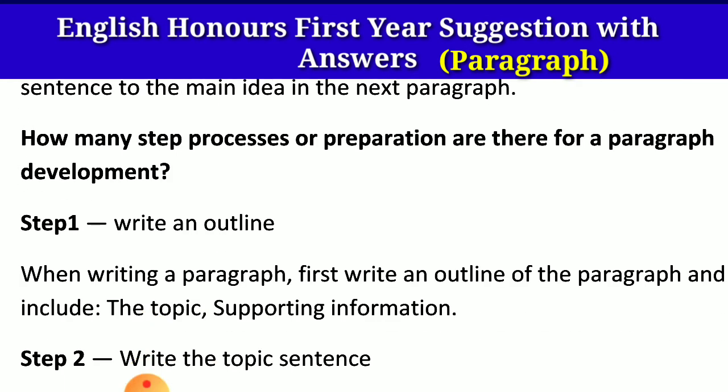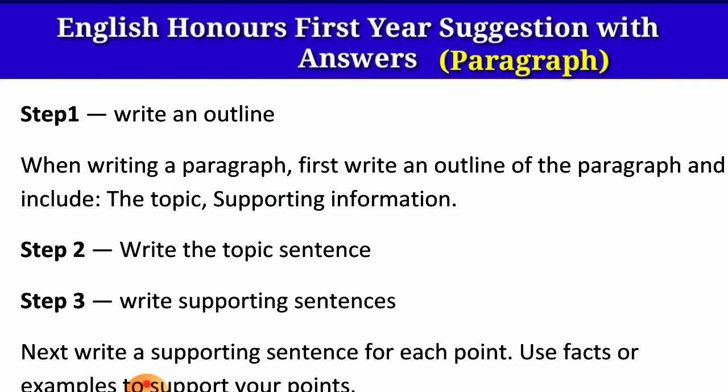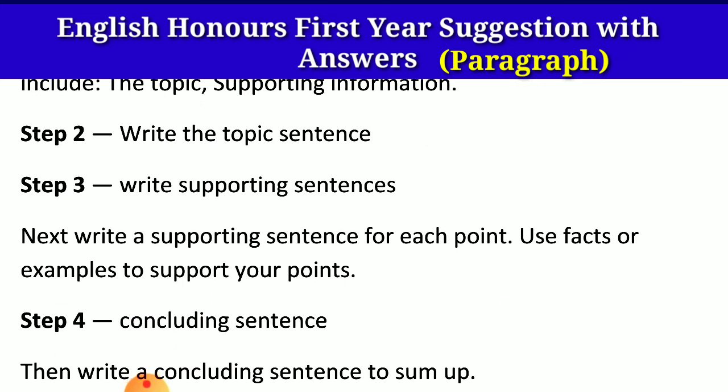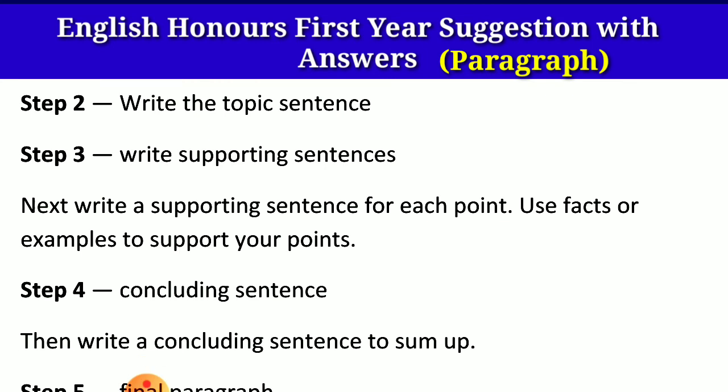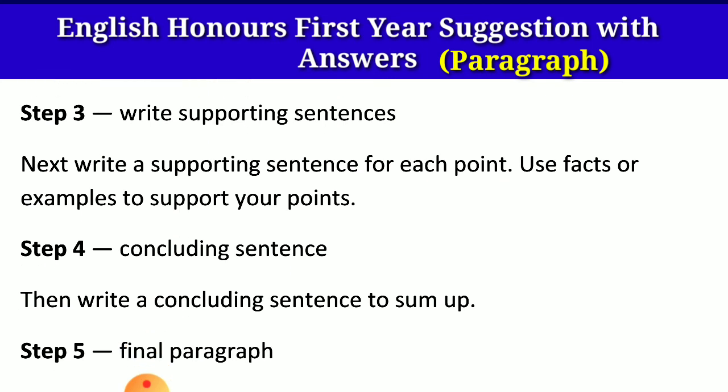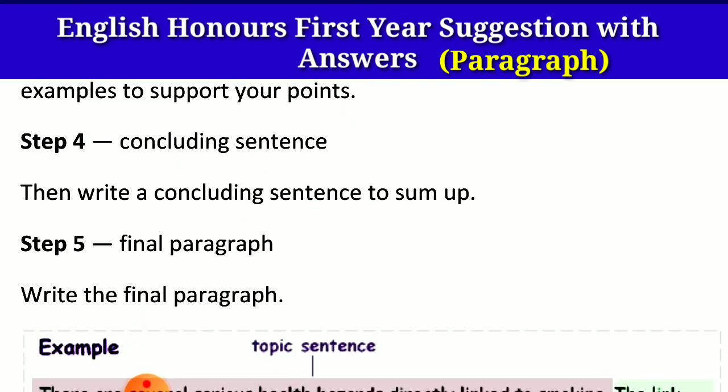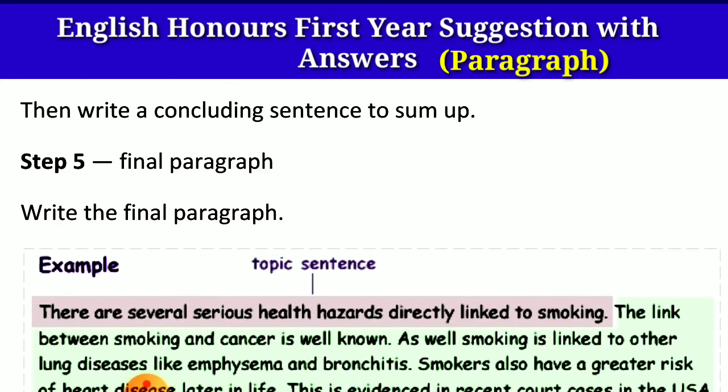How many steps or processes of preparation are there for paragraph development? Step 1. Write an outline. When writing a paragraph, first write an outline of the paragraph and include the topic and supporting information. Step 2. Write the topic sentence. Step 3. Write supporting sentences. Next, write a supporting sentence for each point. Use facts or examples to support your points. Step 4. Concluding sentence. Then write a concluding sentence to sum up. Step 5. Final paragraph. Write the final paragraph.